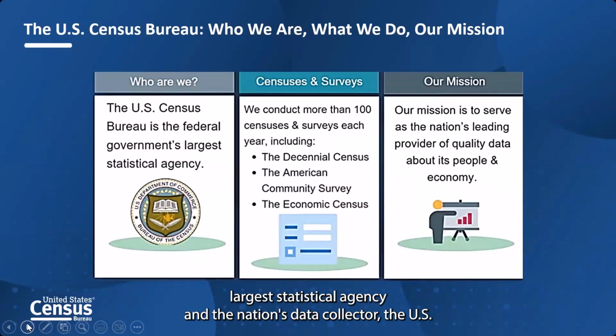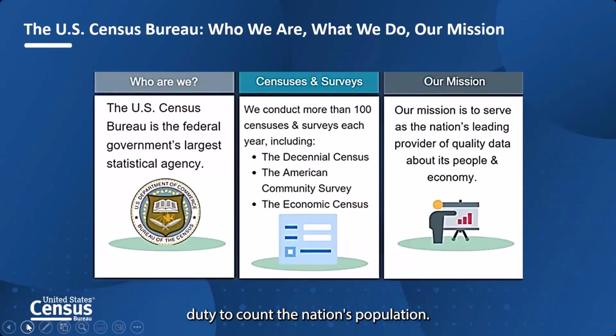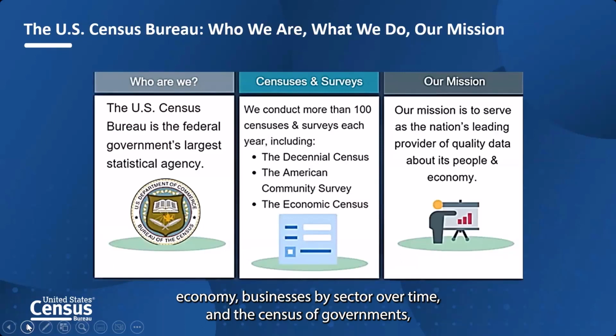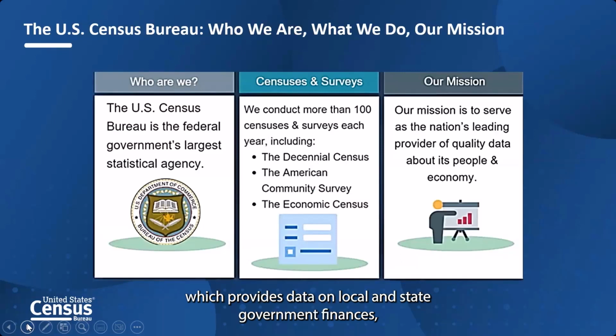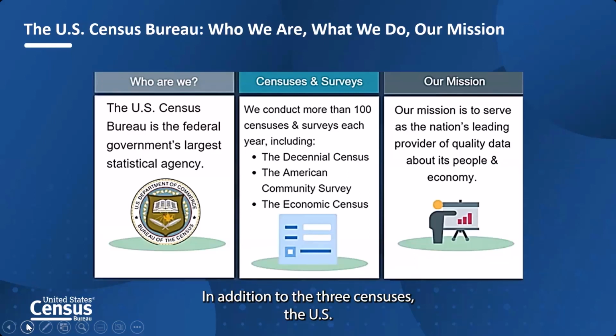As the federal government's largest statistical agency and the nation's data collector, the U.S. Census Bureau conducts not one, but 3 censuses: the decennial census, which is the Census Bureau's most well-known duty, to count the nation's population once a decade; the economic census, which serves as a benchmark for changes in the U.S. economy and businesses by sector over time; and the census of governments, which provides data on local and state government finances, spending, and employment.